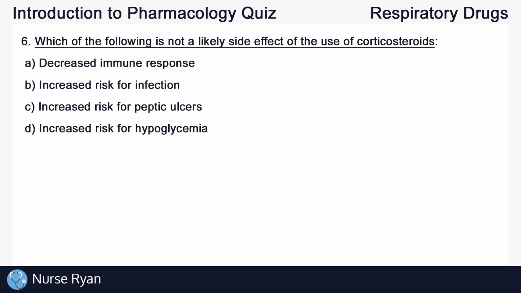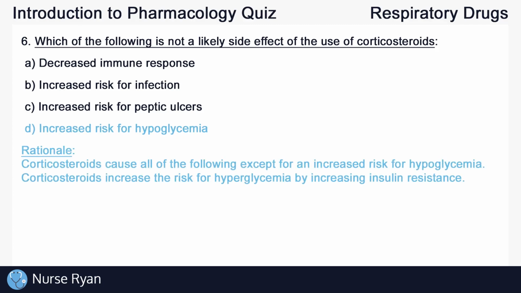Question number 6. Which of the following is not a likely side effect of the use of corticosteroids? The answer here is D, an increased risk for hypoglycemia. This one may be a bit harder. Corticosteroids cause all of the following except for an increased risk of hypoglycemia. Corticosteroids increase the risk of hyperglycemia by increasing insulin resistance.